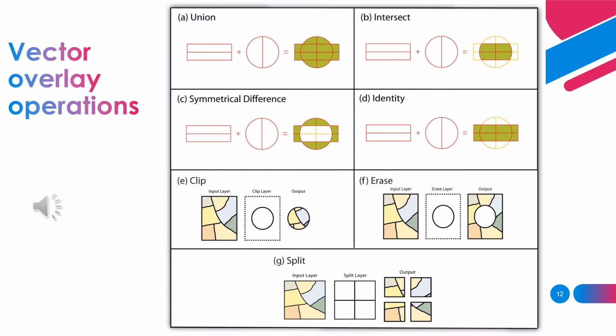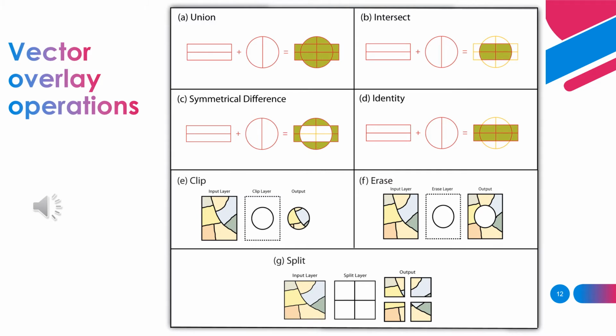And the third one is symmetrical difference. This is the opposite of intersect. The area captured is everything except the overlap of the two layers. And the fourth, identity. Identity is the extent of one of two layers with geometry and attributes merged in the area where they overlap.